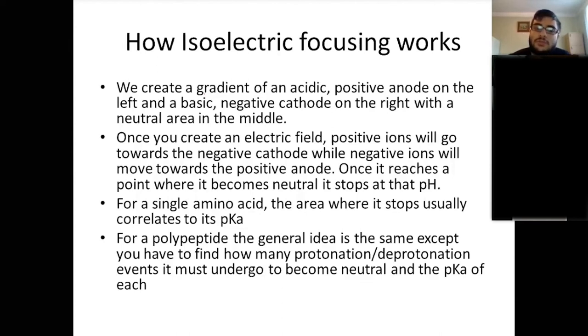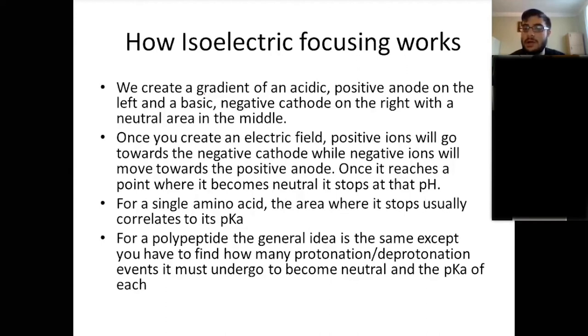So first thing we do is create a gradient of an acidic positive anode on the left and a basic negative cathode on the right with a neutral area in the middle. Once you create an electric field, positive ions will go towards the negative cathode. Obviously, positive migrates towards negative, and negative migrates towards positive. Once it reaches a point where it becomes neutral, it stops at that pH. It usually won't go all the way to either the positive or negative end. It'll stop somewhere before it reaches that point, where it changes from positive to neutral or negative to neutral.